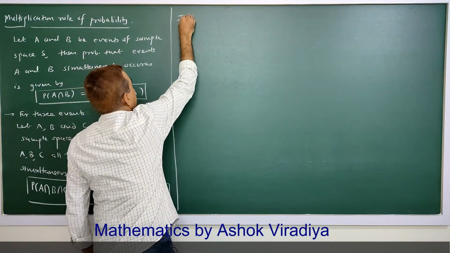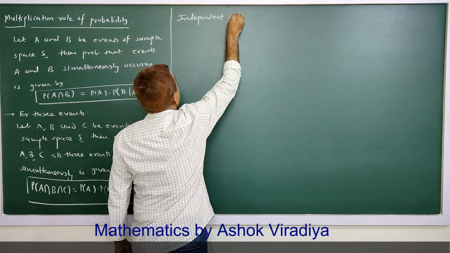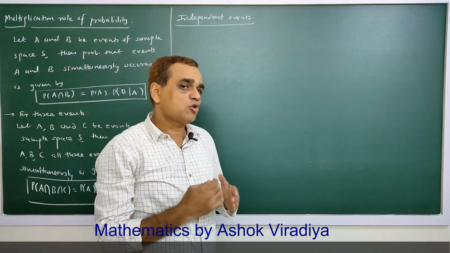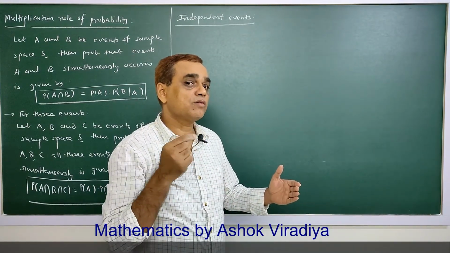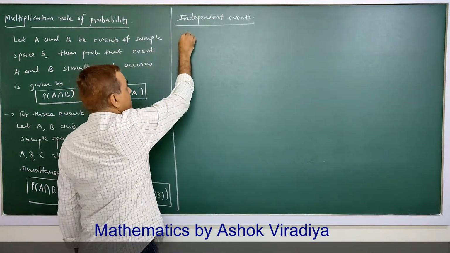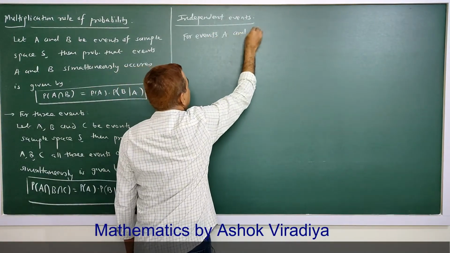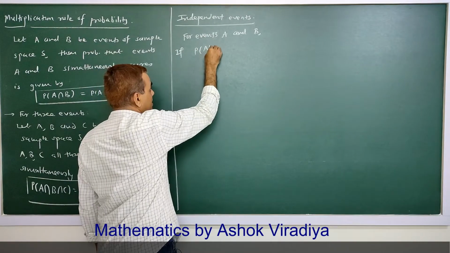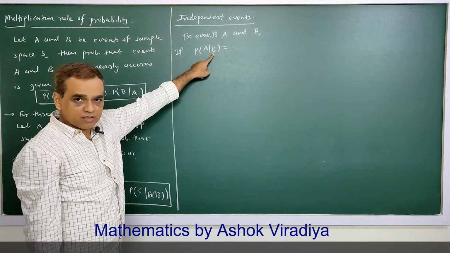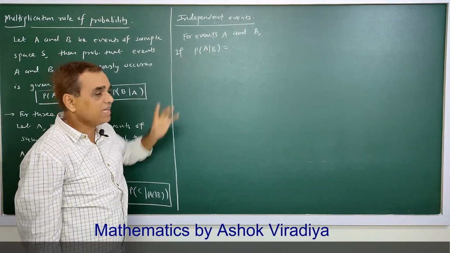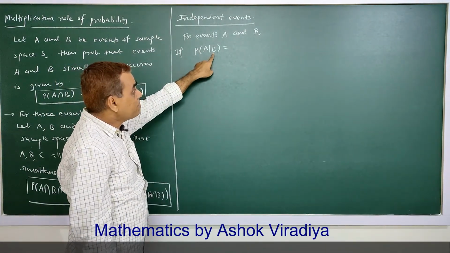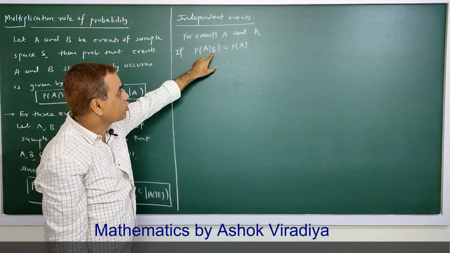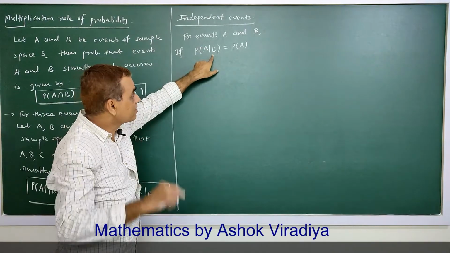Now next is independent events. Independent events means the occurrence of a second event doesn't depend on the first event. That means for events A and B, if probability of A by B, that means B occurs, then the probability of A under the effect of B. So here if there is no effect of B, then simply this can be written as P of A. If event A is not affected by the occurrence of event B, that means the probability of A given that event B occurs is simply the probability of A.